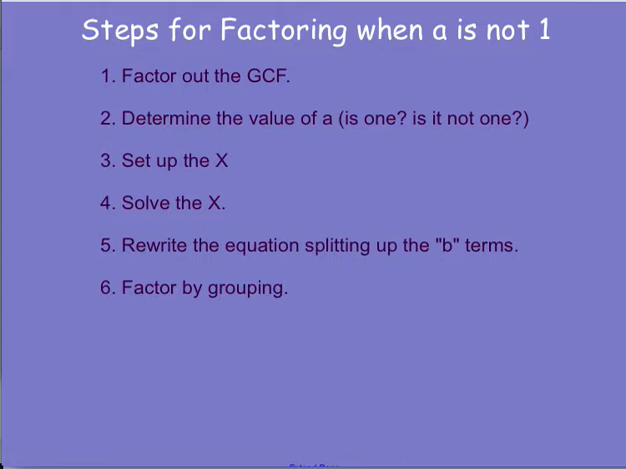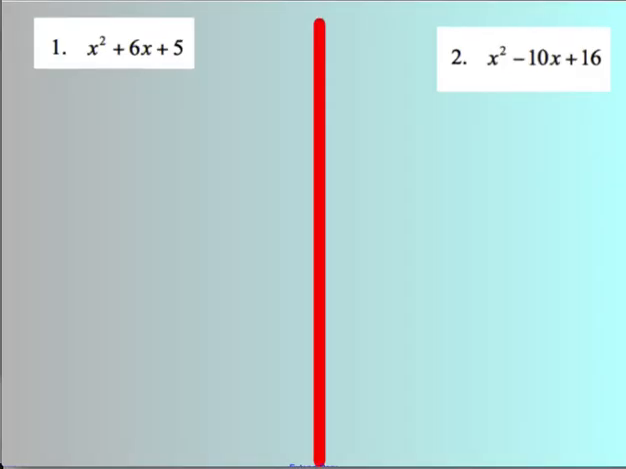And then after that, we're going to set up our x. The reason why we want to figure out if it's 1 or not is it's going to make setting up our x easier, and it's also going to make solving for the x a little bit easier as well. And you're going to end up rewriting the equation by splitting up your b terms and factoring by grouping. So let's take a look at this first one.